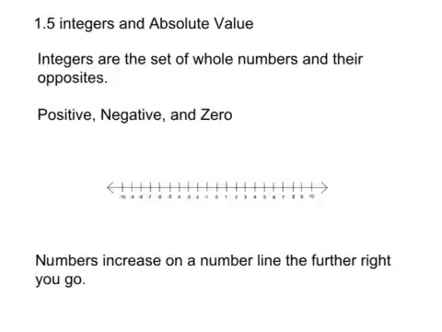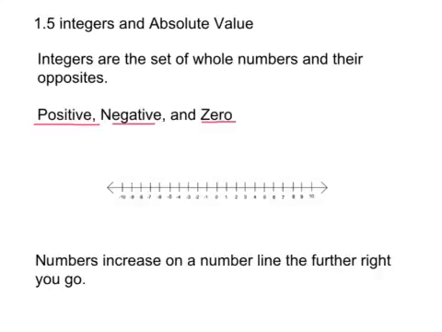We're going to look at integers and absolute value today. Integers are the set of whole numbers and their opposites. Another way, or a more basic way, to think of integers is that integers are numbers that are positive, negative, and zero. Zero is not considered positive nor negative. It has its own value of zero. So those are the three kinds of numbers we're going to be looking at: positive, negative, and zero.